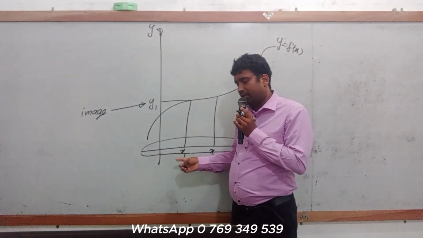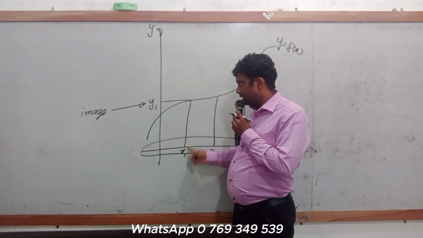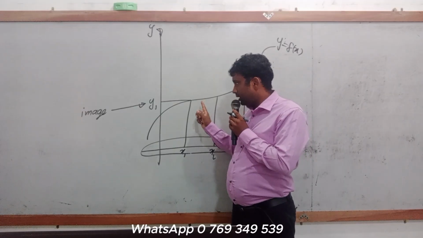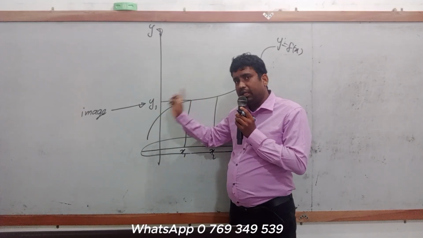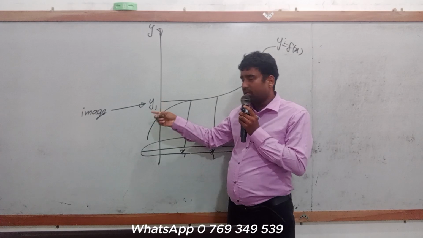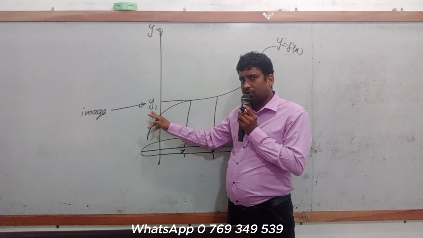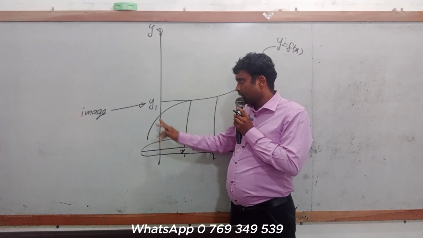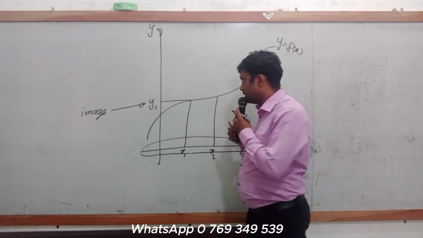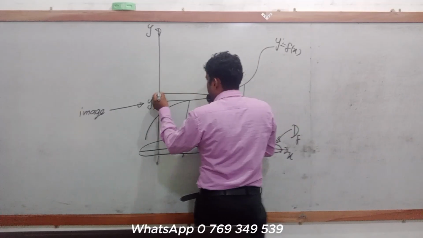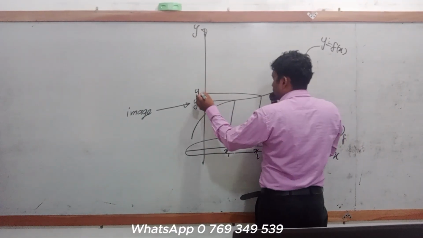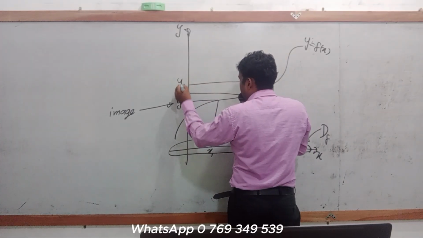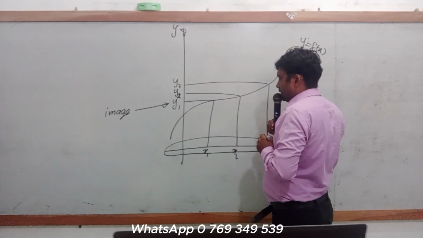Now you can understand what is said. For x1, the function creates some value, and this value is the image. This is the image for x1. Another image is y2, and this is another image, y3. All of these are images.